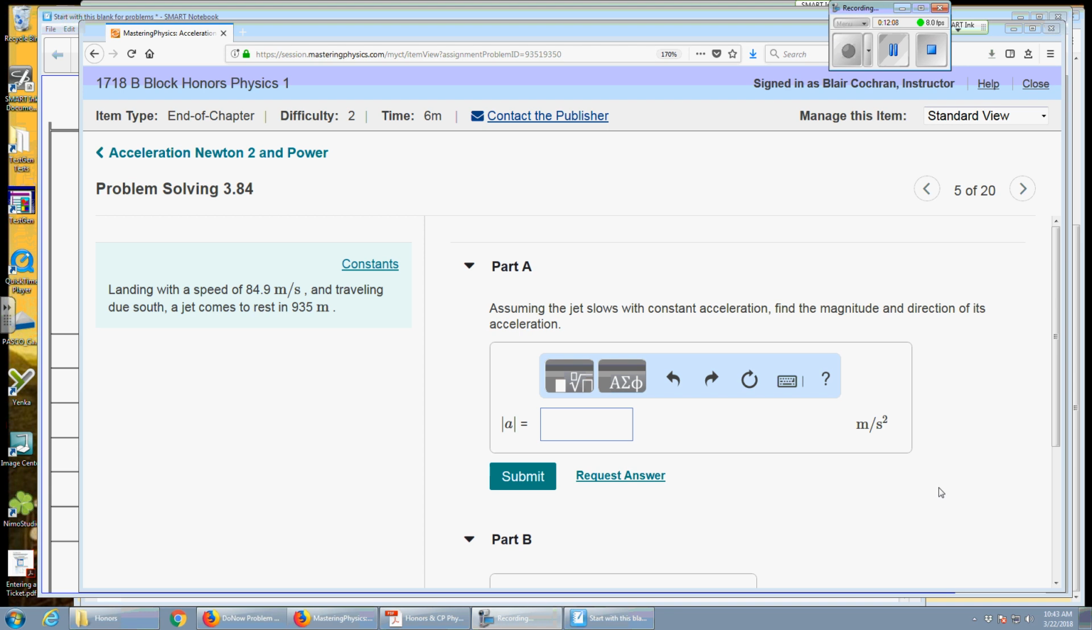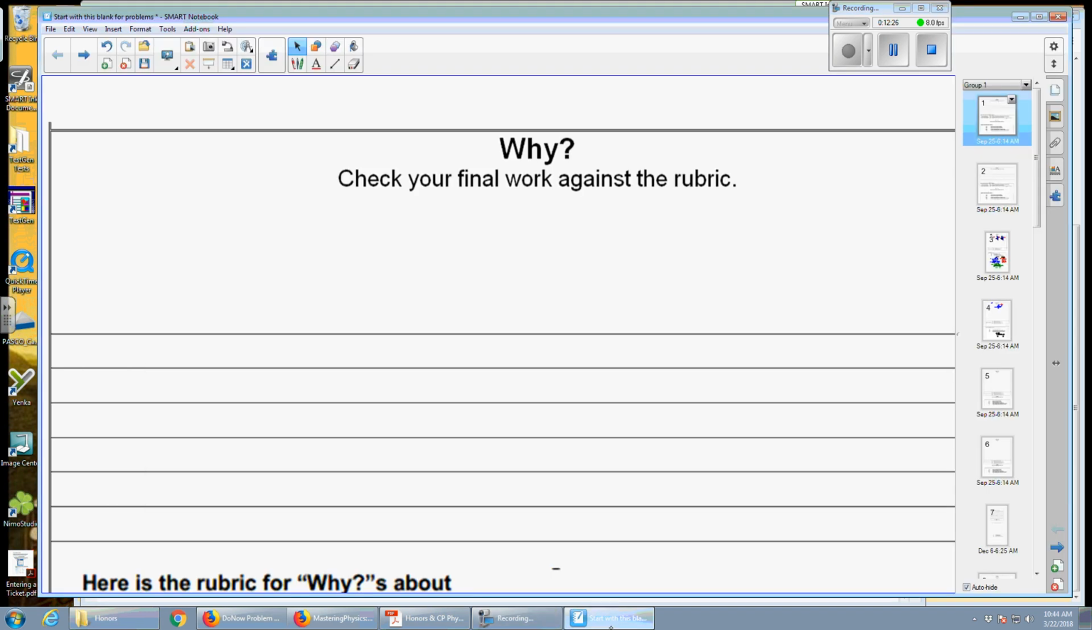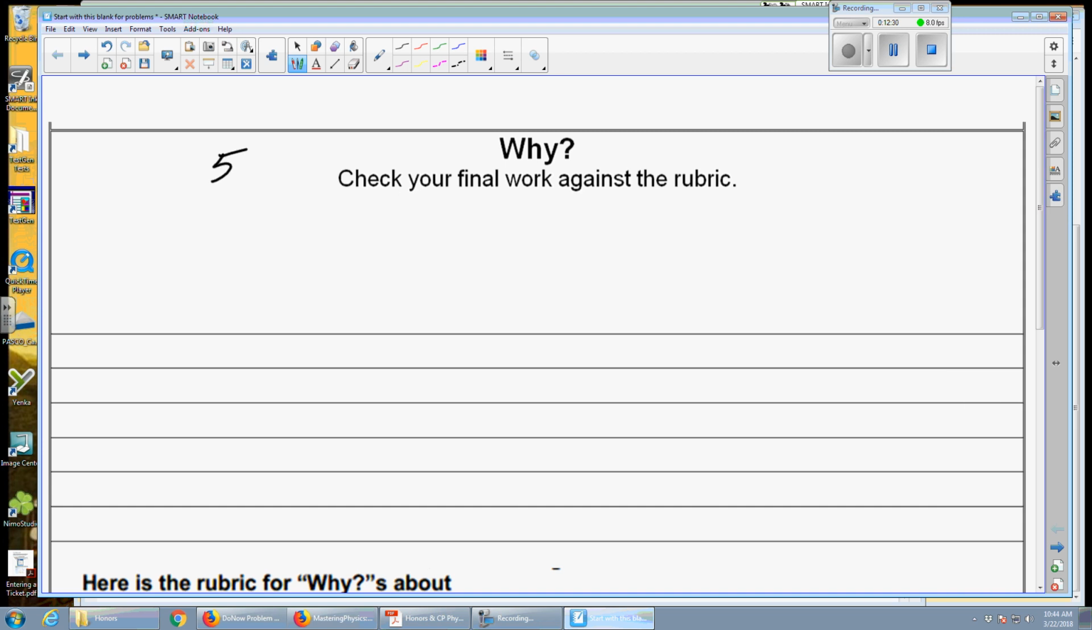And landing with this speed and traveling due south, the jet comes to rest. Oh, what does it mean to come to rest? How fast are you moving? 0. It's one of those understandings of the English language that helps. Find both the magnitude and direction of its acceleration. All right. So, this is number 5.